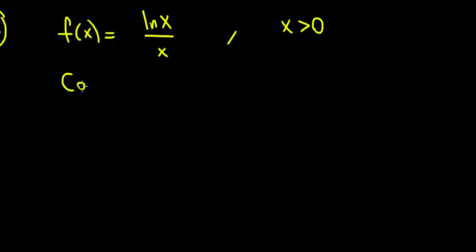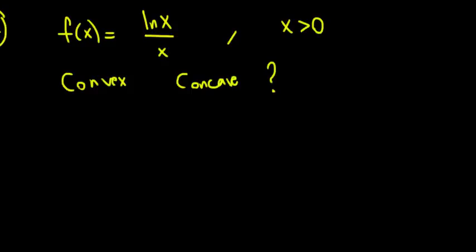So we have our function f of x equals ln of x divided by x. Our domain is that x has to be positive because ln can only be of a positive number. And we want to find out the range where our function is convex and where our function is concave.